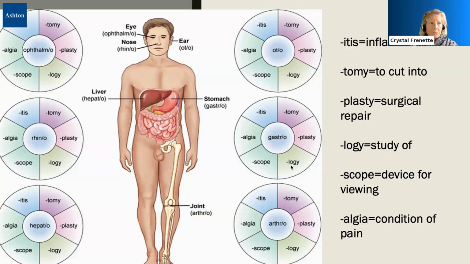Logy at the end of anything? We all took biology in school, right? All of us in high school, at least, I think we all had to take it or close to it. Biology is the study of life. Logy here is the study of. Bio is life. But in this case, gastro is stomach, so we've got the study of the stomach, and so on.